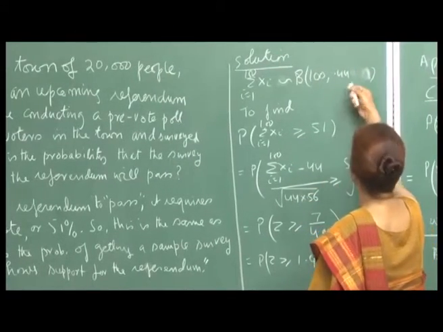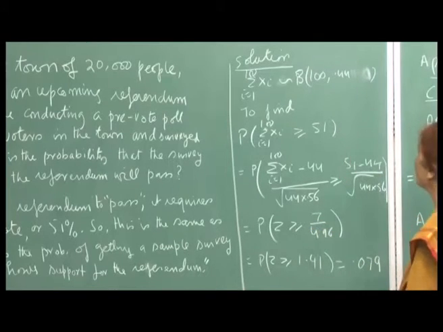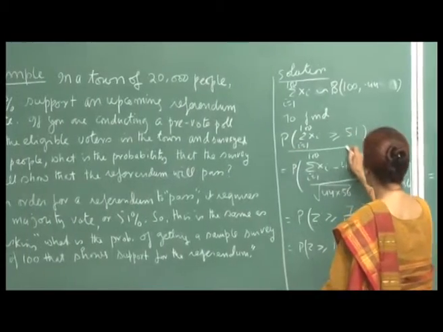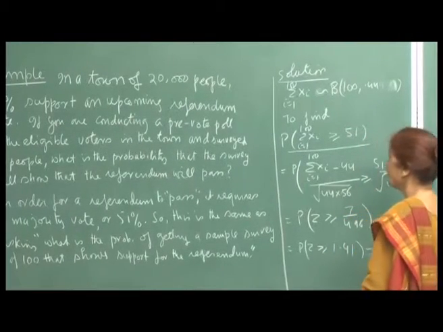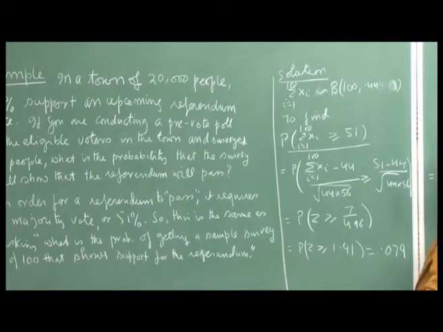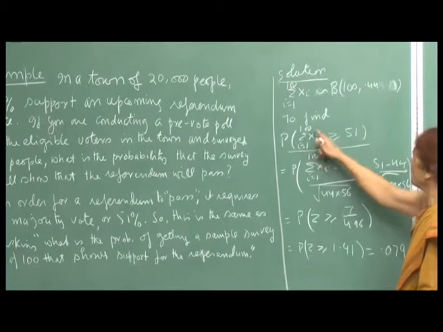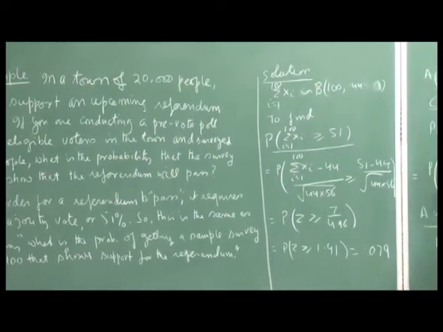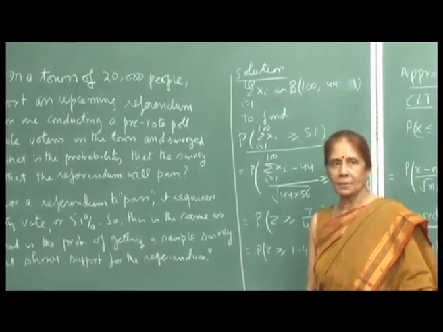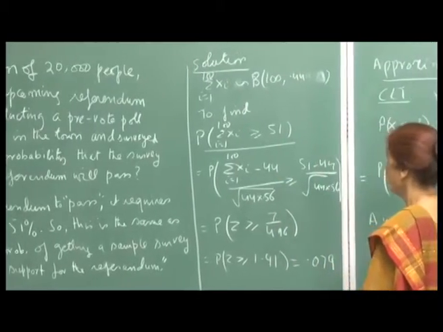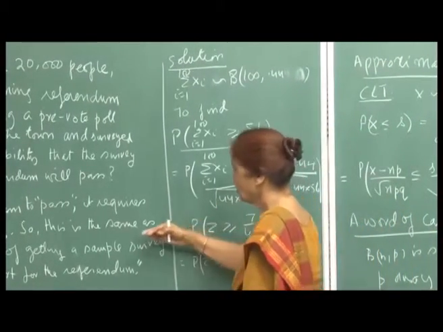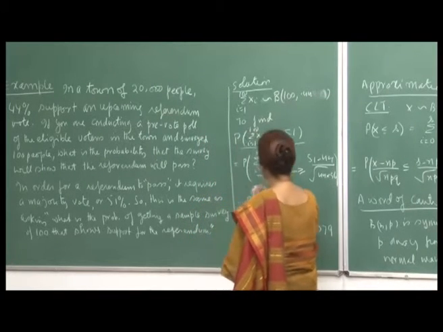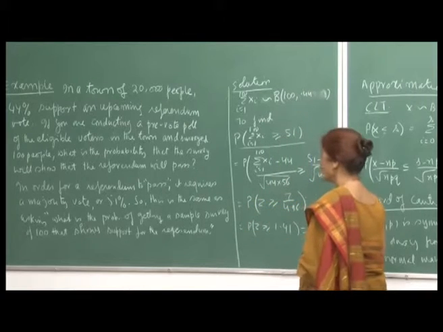So, p is 0.44, and the mean of the binomial distribution will be np. You want to find the probability that, of the 100 people you have surveyed, the number who support is greater than or equal to 51, because then the referendum will pass. I chose this because it depicts a new situation, and we are just trying to model it and apply the central limit theorem.